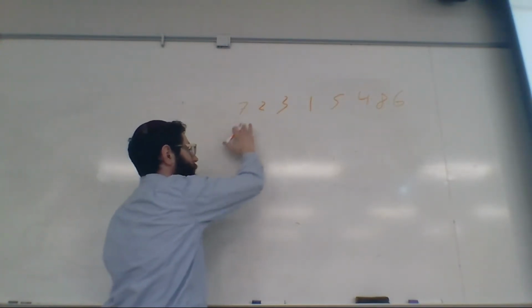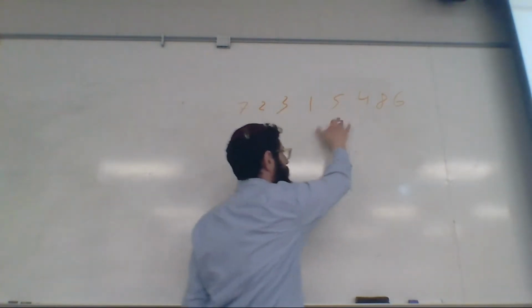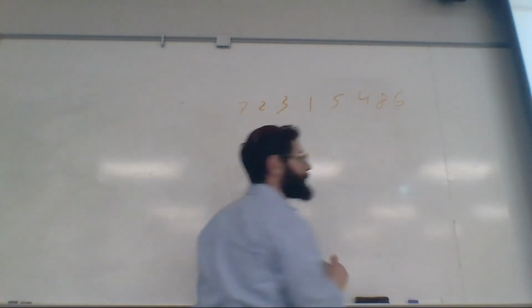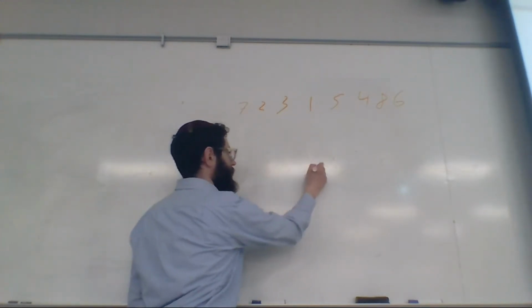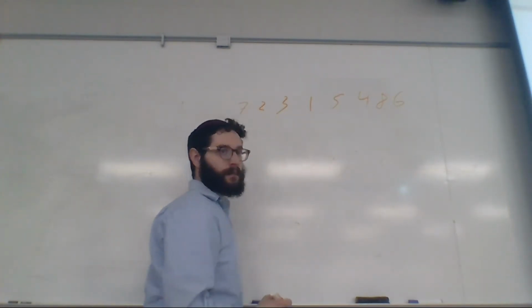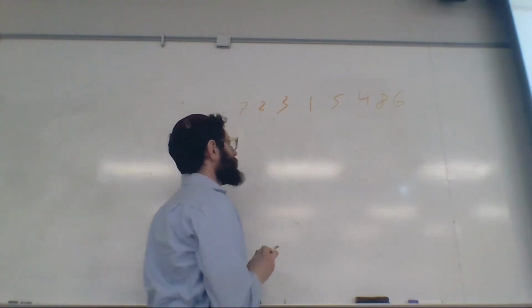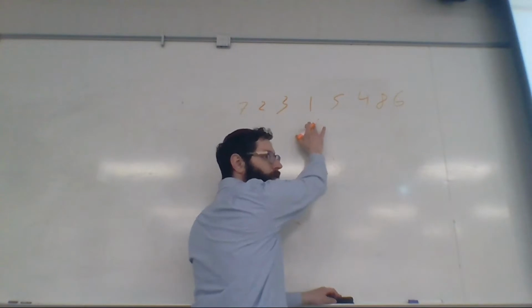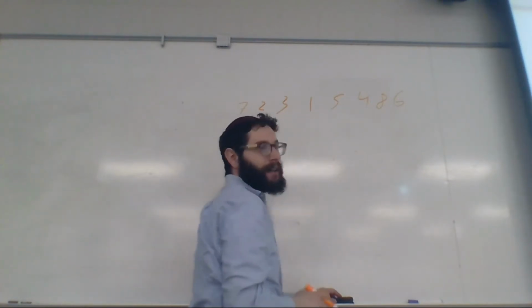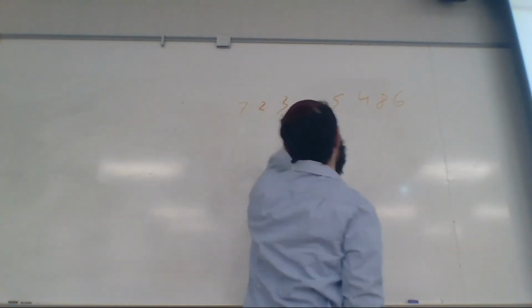So 7 is currently the smallest, then 2 is the smallest, 2 is the smallest, 1 is the smallest, 1 is the smallest. So we go through and make 8 comparisons. We did 8 comparisons, and we found 1 was the smallest. So we swap 1 into that location. We found the smallest, so we just swap it into that location.